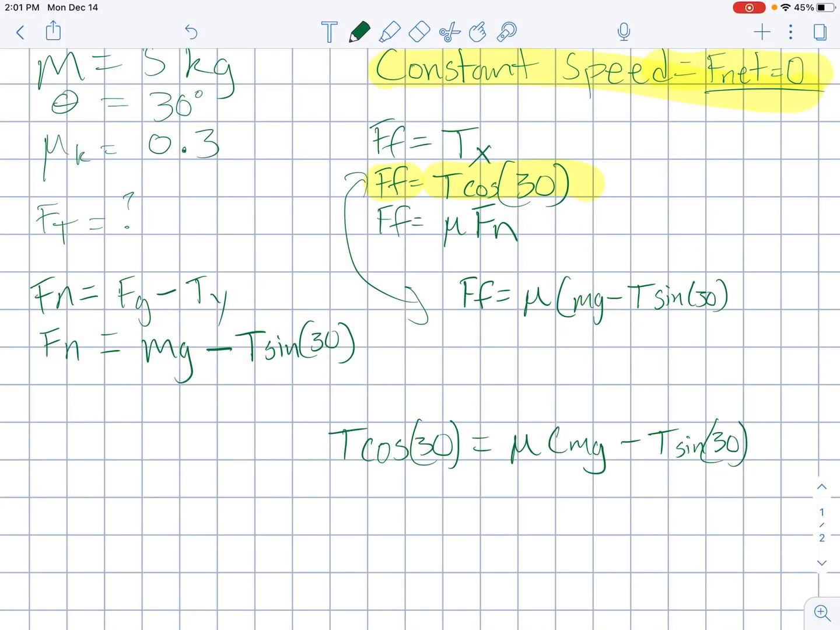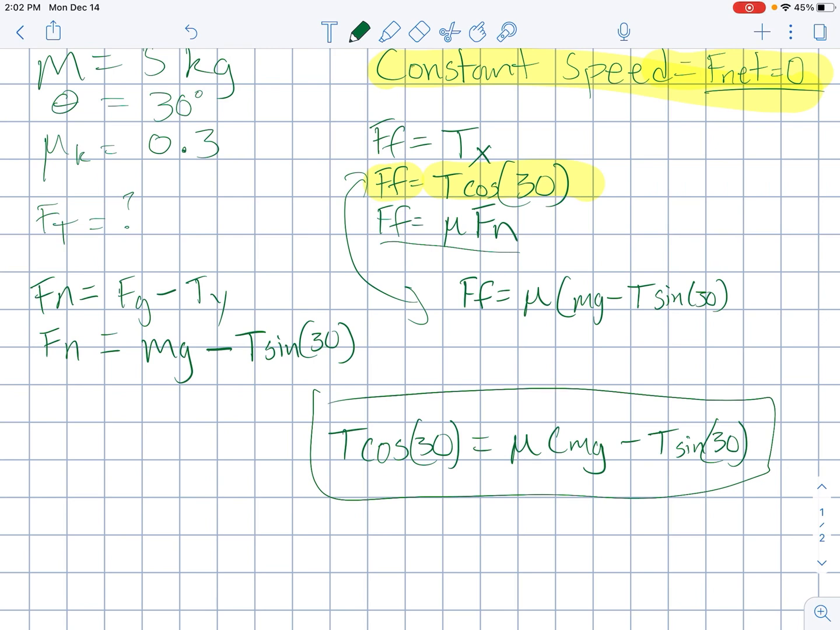Okay, so we've established that our frictional force is going to be equal to our tension in the x direction. And we know that our frictional force is going to be equal to mu times F norm, which is the same as mu times mass gravity minus tension in the y direction, which would be T sine 30. So we can establish this formula.